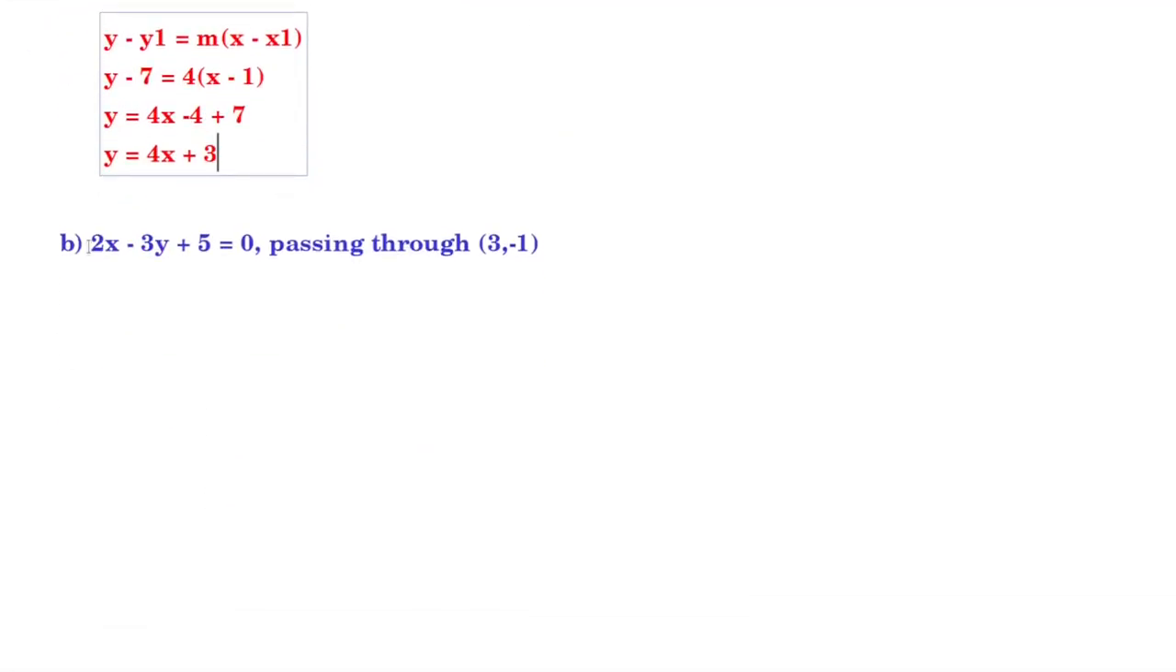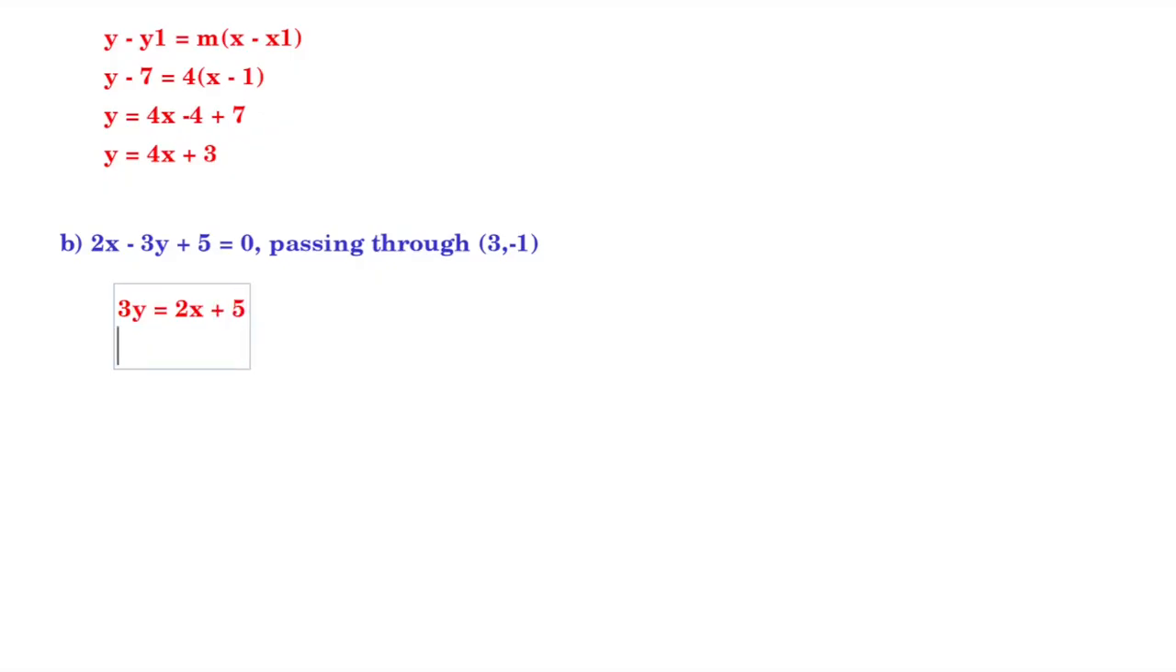In this case, you are given 2x minus 3y plus 5 equals 0. First things first, we need to extract the gradient from this line. Feel free to pause the video and extract the gradient on your own. So first, let's transpose the negative 3y to the other side. Then you will have 3y. Remember, when you transpose it, it changes its sign. So it's 3y equals what was left, 2x and positive 5.